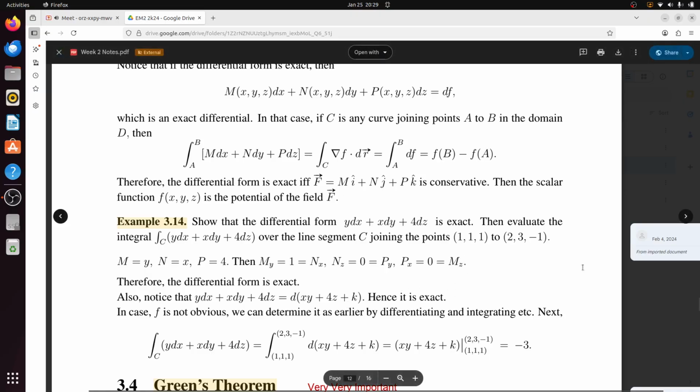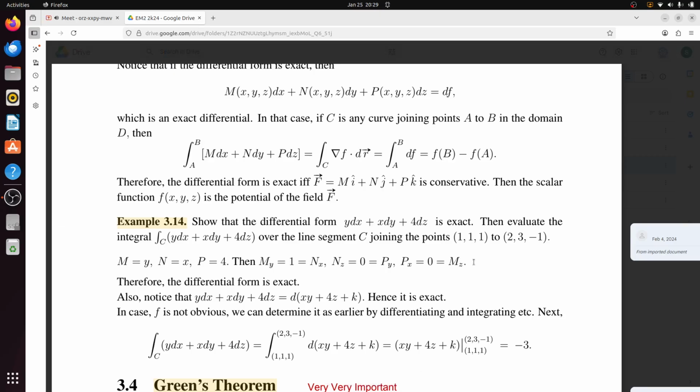अब xy तो आपका इस पे क्या करना है, आपको बस (1,1,1) और (2,3,−1) का वैल्यू पुट कर देना है, तो आपका आंसर आएगा −3. इज दिस क्वेश्चन क्लियर?